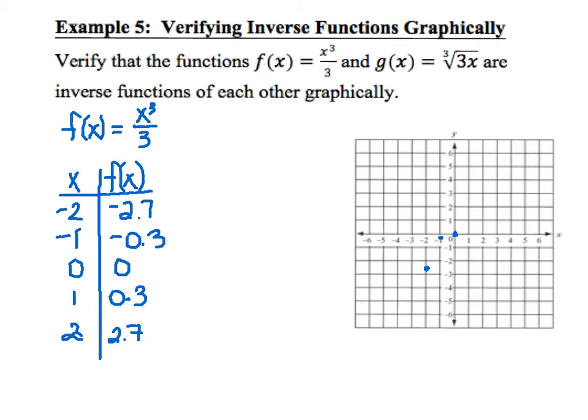You have 0, 0. This should make an S shape if you remember, if you have an x to the third. Then over 2, up 2.7. So you have this graph. It's going to look like this. Now, in order for g of x to be an inverse of f of x, that means that the graphs must reflect over this line that goes right through the middle here. So let's see if this will work out. This is your y equals x line.